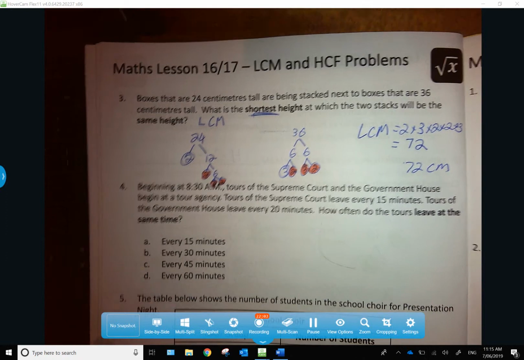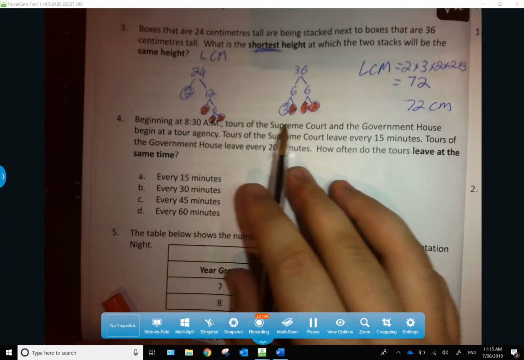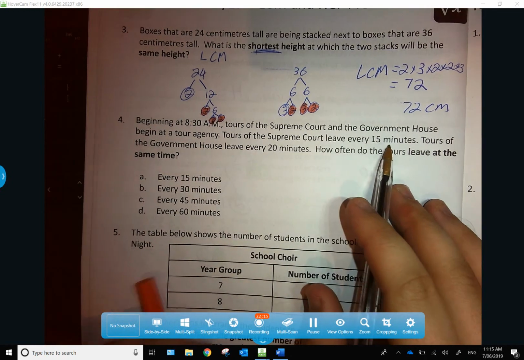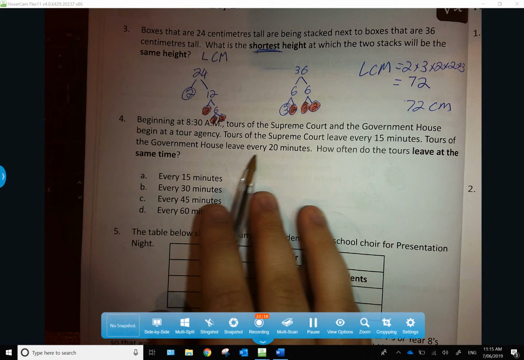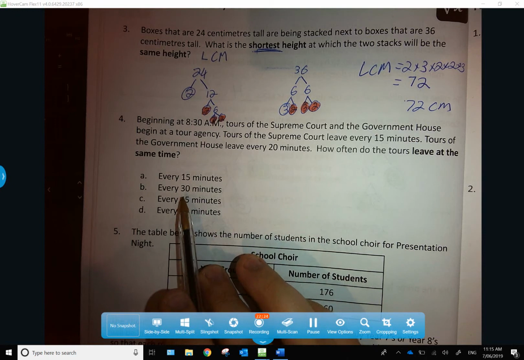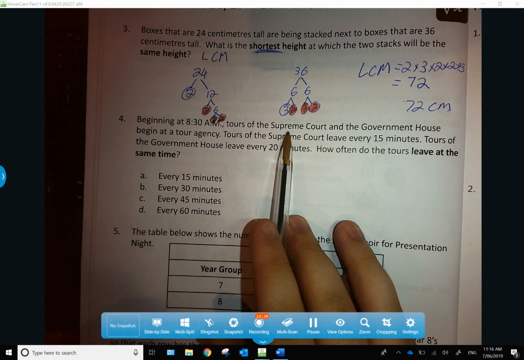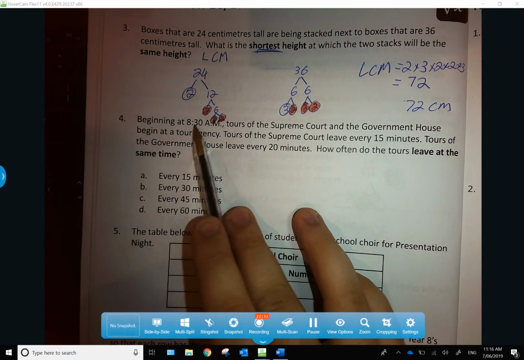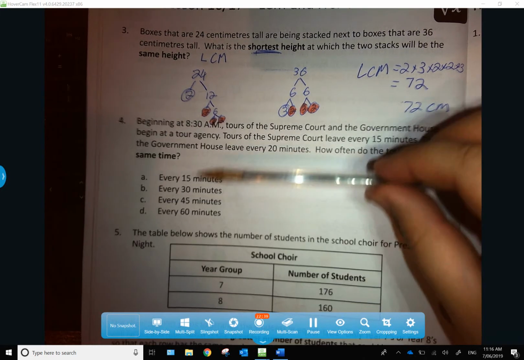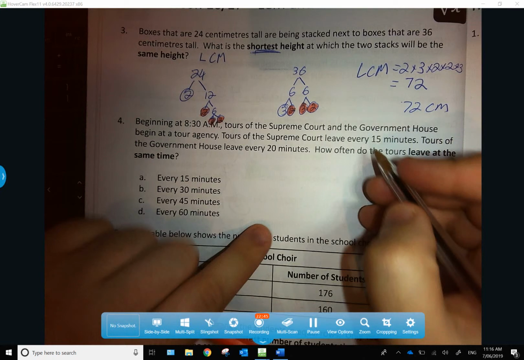Let's look at the next example. Beginning at 8:30 a.m., tours of the Supreme Court and Government House begin at a tour agency. Tours of the Supreme Court leave every 15 minutes. Tours of the Government House leave every 20 minutes. How often do these tours leave at the same time? Okay. Well, to find something like this, I need the lowest common multiple. This is one of those situations where you've got time and you've got something repeating itself. So you want to find when you've got common times, or the lowest common multiple. Okay. What are the two numbers I'm looking at? These two numbers.